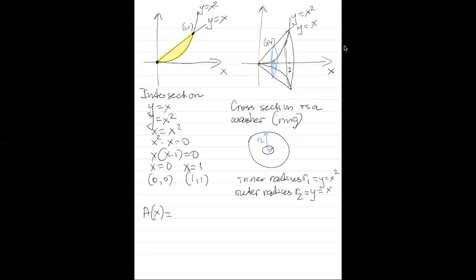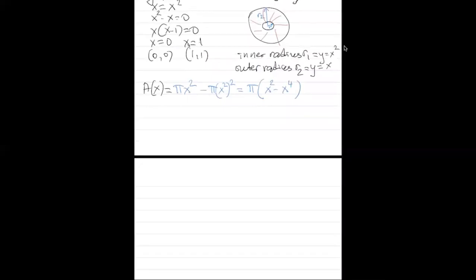How do we find the area of a washer? Here is the washer. We're going to find the area of the outer circle minus the area of the inner circle. So we have pi x squared, that's pi r squared, the area of the outer circle, minus pi times the inner radius x squared, and then we have to square it. So this is the area of the washer: factor out pi, x squared minus x to the fourth. Don't be alarmed that x squared has to be bigger than x to the fourth. That is true because we are from 0 to 1, so x squared is bigger than x to the fourth, and this is positive.